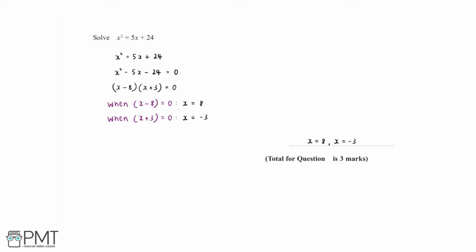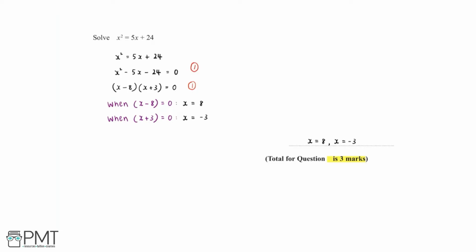Now this question is worth 3 marks. We get the first mark for rearranging and saying that x squared minus 5x minus 24 equals 0. We get the second mark for factorising and for saying that x minus 8 multiplied by x plus 3 is equal to 0.